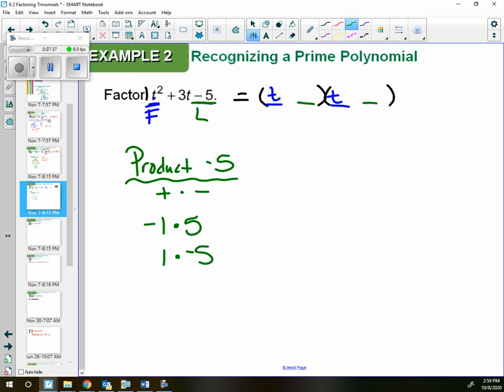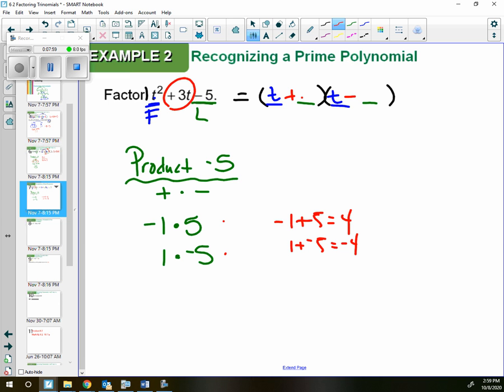Okay, well, here's the issue then. Do either of those possibilities add to that number in the middle that it's supposed to? I know one has to be a plus and one has to be a minus. Do either of these pairs add to 3? Well, negative 1 plus 5 is 4. 1 plus negative 5 is negative 4. We don't get the right number either way.